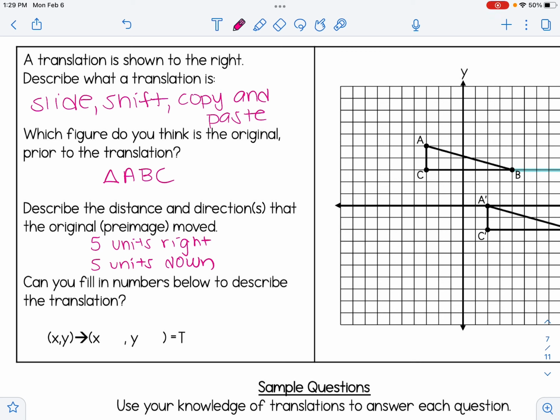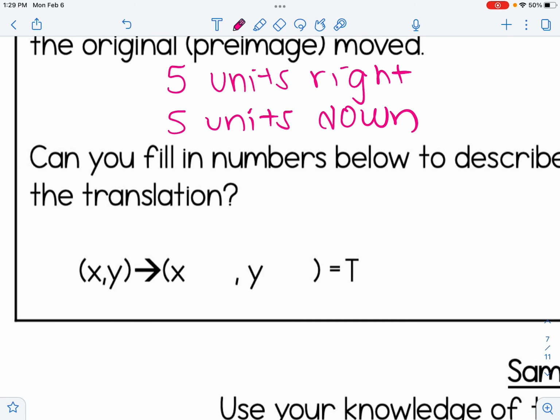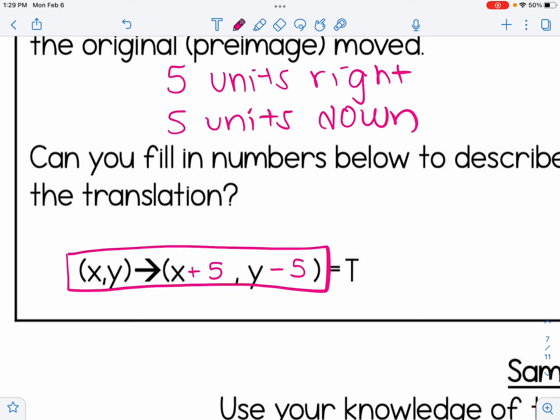First, we're asked, well, what happened to the coordinate? Okay, think about the x coordinate first. Did it get bigger or did it get smaller? It got bigger. And in this case, it got bigger by 5 units. So I'm going to fill in that x became x plus 5. The y coordinate, however, decreased by 5 units. So I'm going to fill that in with minus 5. So this is one way to write the translation in a symbolic format.